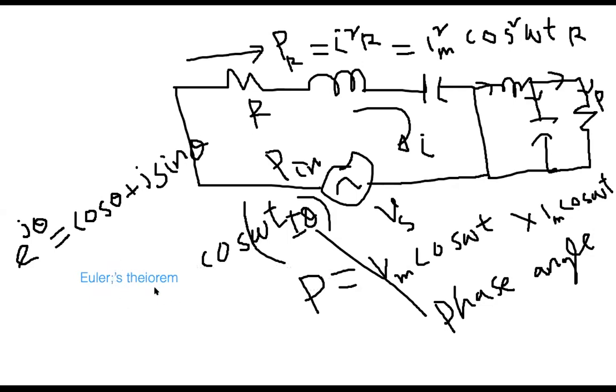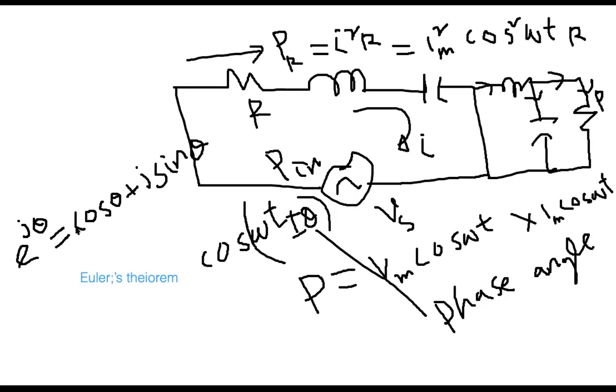Euler's theorem, this one is called. Can you remember from the math, everybody? e to the power j theta equals cosine theta plus j sine theta. Yes, I believe everybody has studied this in math. It is called Euler's theorem or Euler's identity.